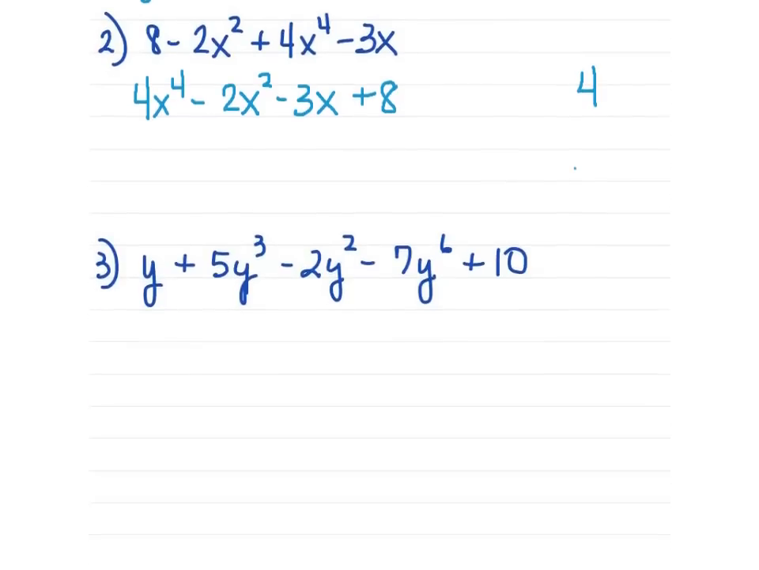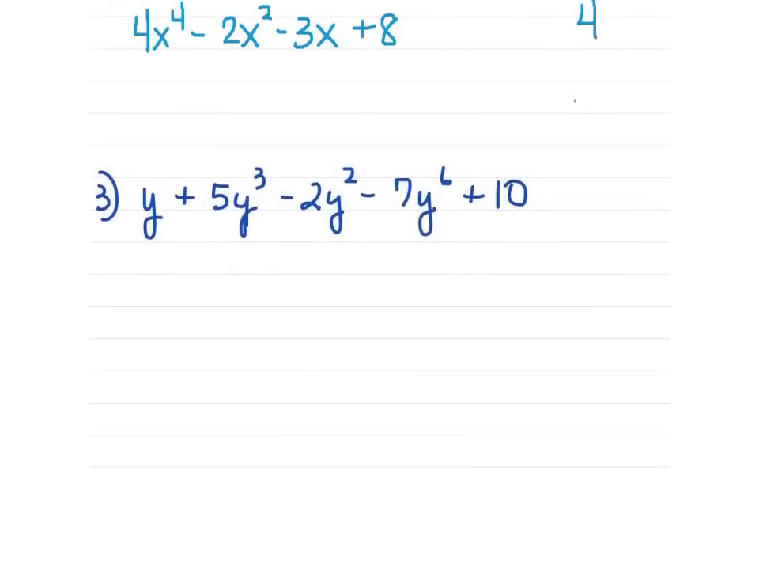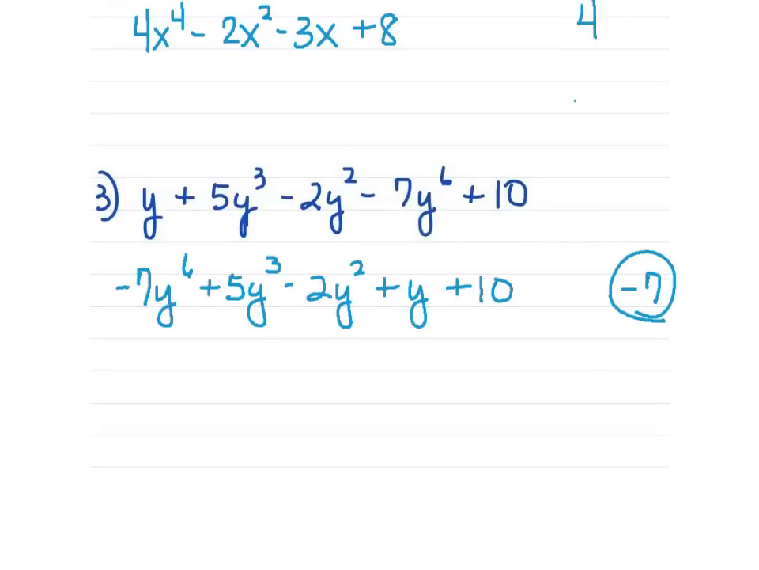Okay, hit the pause button, go ahead and work on number 3 on your own and then check your answer. In standard form, this polynomial can be written as negative 7y to the 6th plus 5y to the 3rd minus 2y squared plus y plus 10. And the leading coefficient is negative 7.